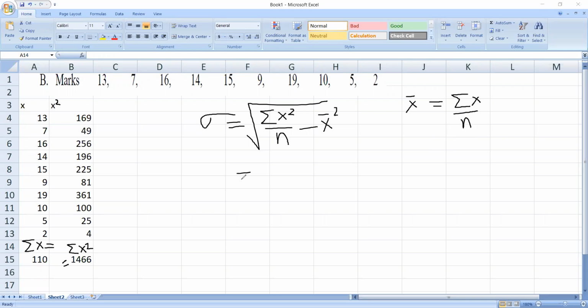So you get mean is equal to 110 by n is equal to 10. So mention it below the table. So we have 110 by 10. So mean comes to be 11.